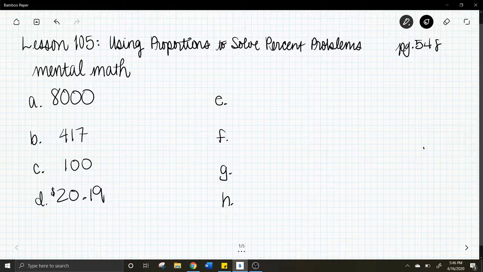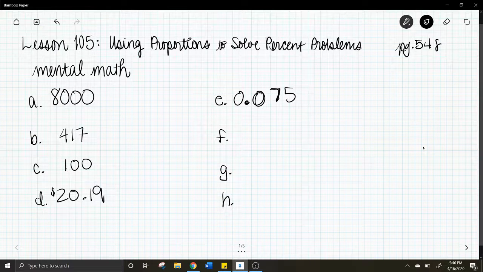Letter E, 7.5 or 7 5/10 divided by 100. What is 7.5 divided by 100? The answer is 0.075.